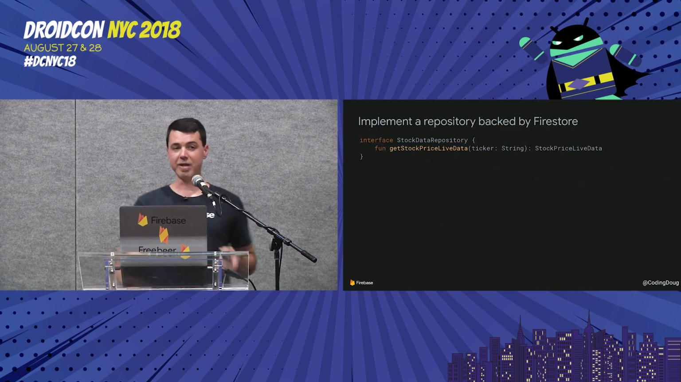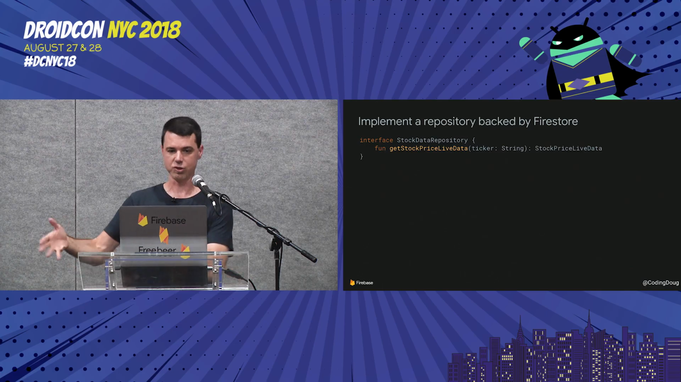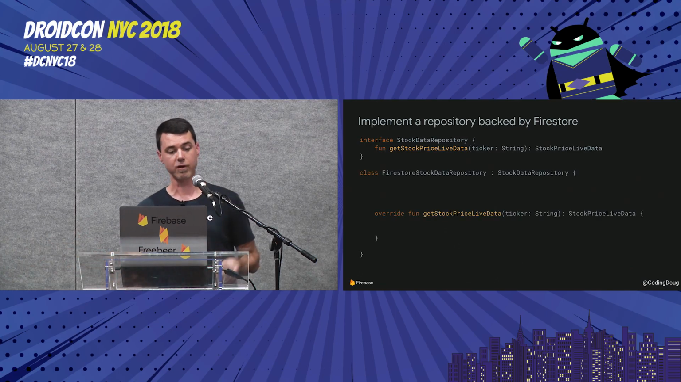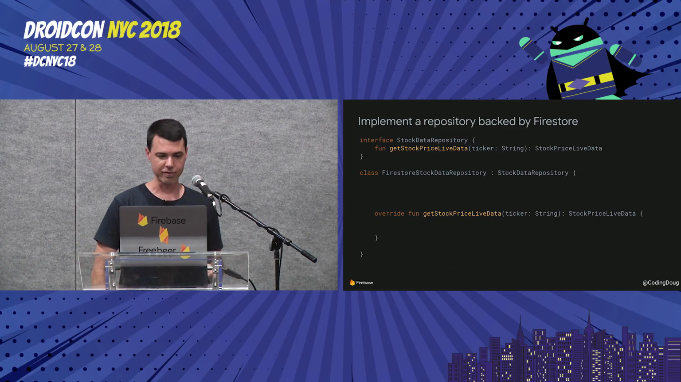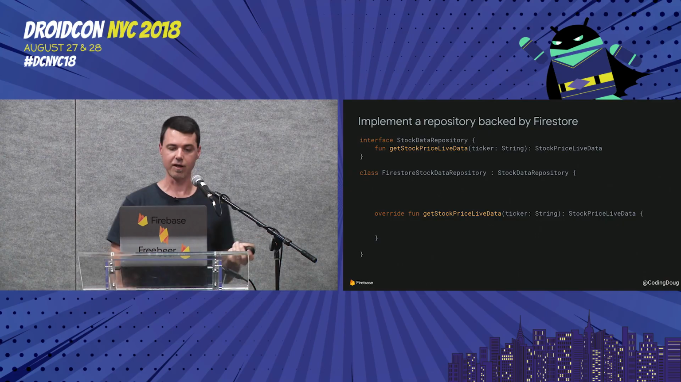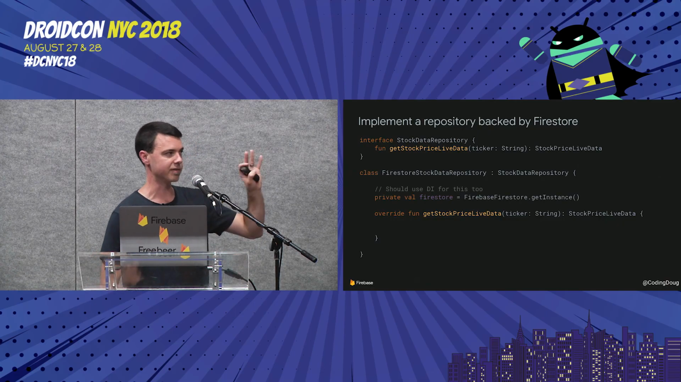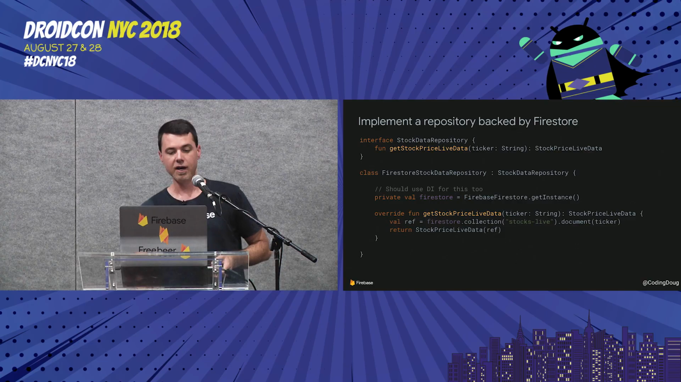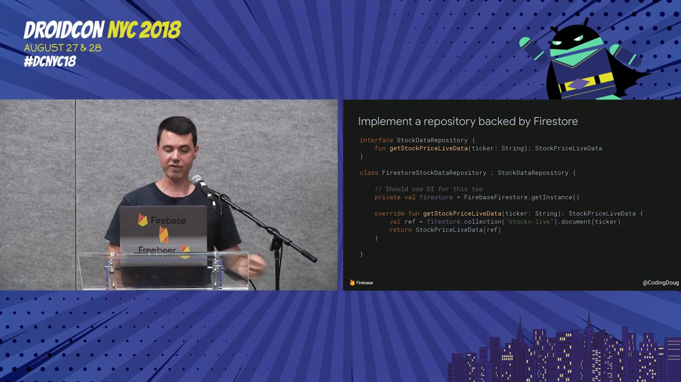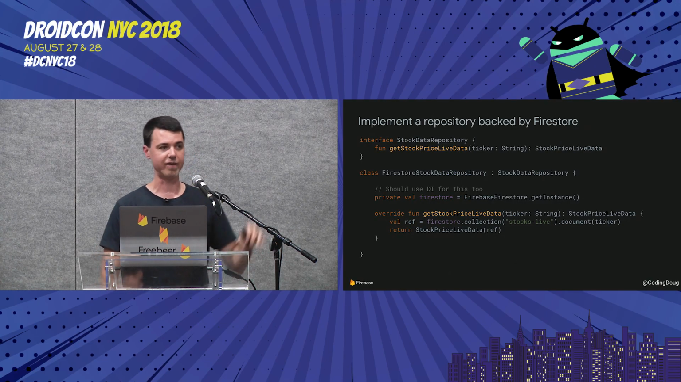So if we want to implement a repository backed by Firestore, remember we have this repository interface. We still need something to actually deal with Firestore. I'm going to implement this interface, override the get stock price live data method, reach into the Firestore singleton instance, and again, consider dependency injection for that. Then I'm going to construct a reference and then pass that on to the stock price live data that you saw earlier. So now we have a bunch of components all working together.